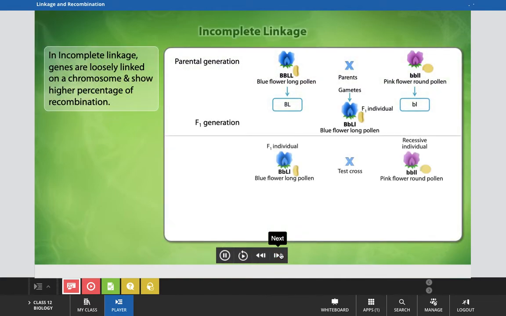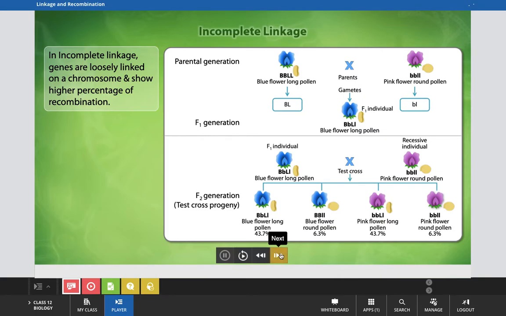In the case of incomplete linkage, the same feature can be seen. In incomplete linkage, genes are loosely linked. For example, here the two genes, color and pollen shape, are two characters showing incomplete linkage, and the genes are loosely linked on chromosomes and show a higher percentage of recombination.